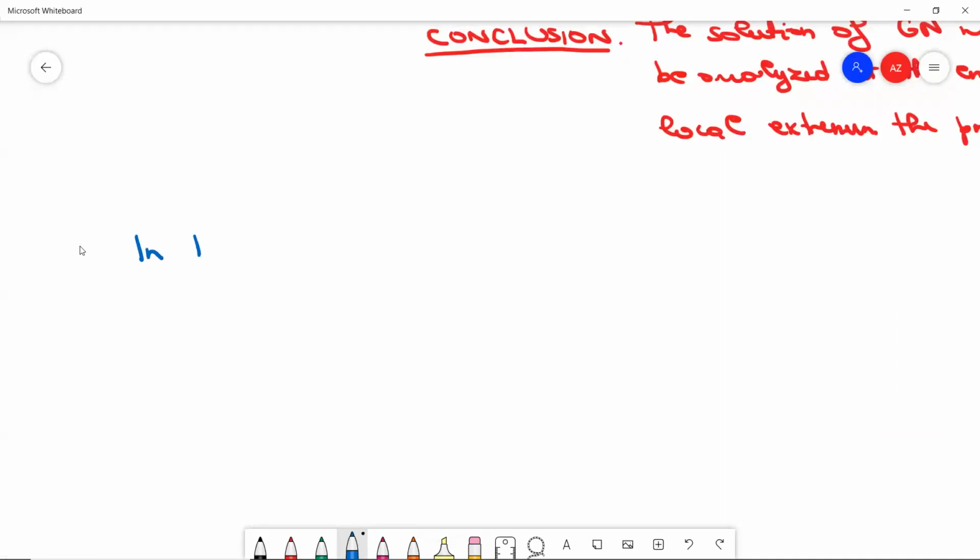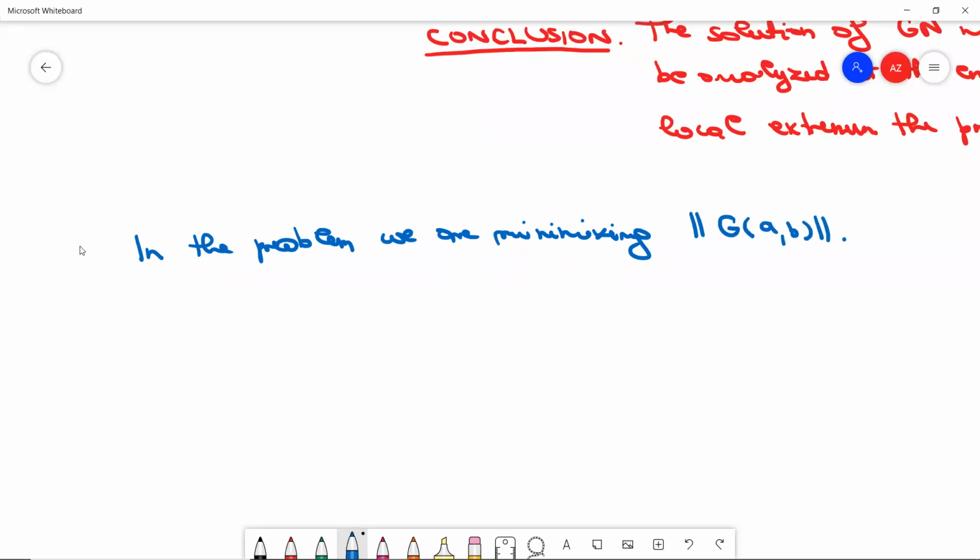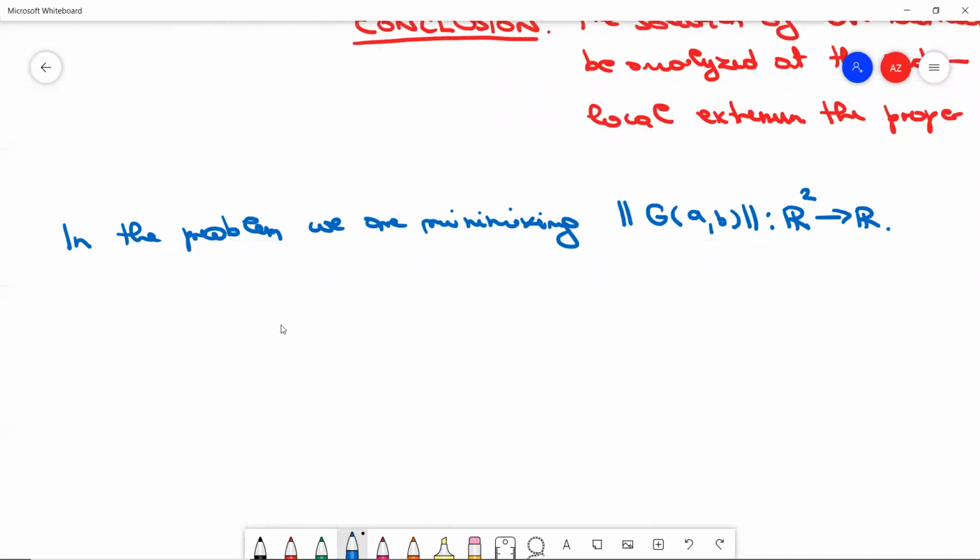So in the problem, we are minimizing the norm of G(a,b), which means, so norm, what is norm? Norm is a usual function. It's a function from R squared into R. So it's a usual function, because norm is some real number, some positive real number.